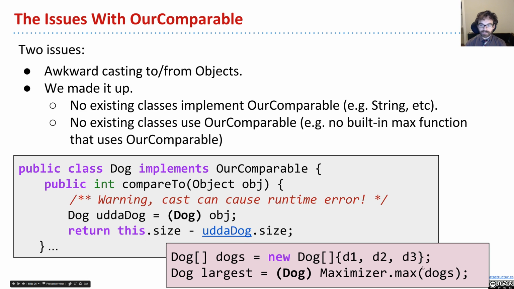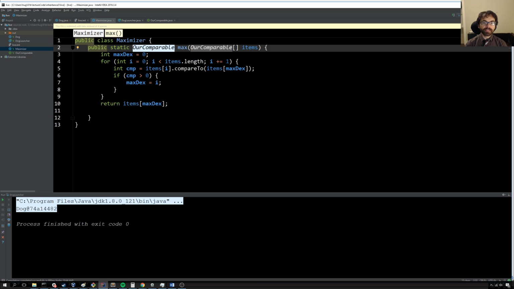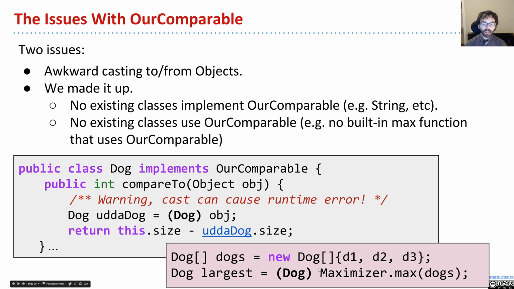Similarly, in Maximizer, when we call the .max method, we see that it returns an AreComparable, and thus, if we want to actually store it in a Dog variable, we have to cast, okay? Make sure you can think about why that is. In this case, we don't really like this, and it would be better if we didn't have those features.